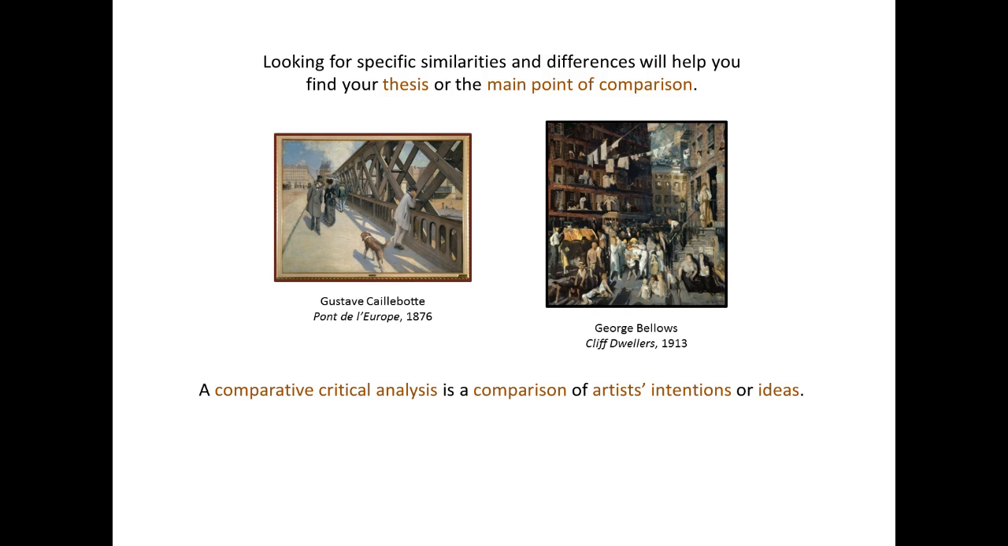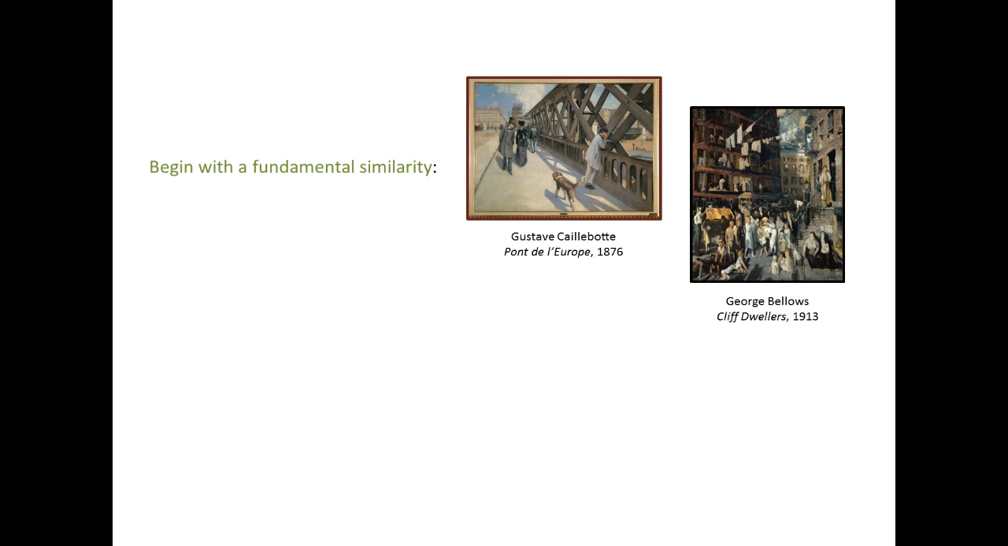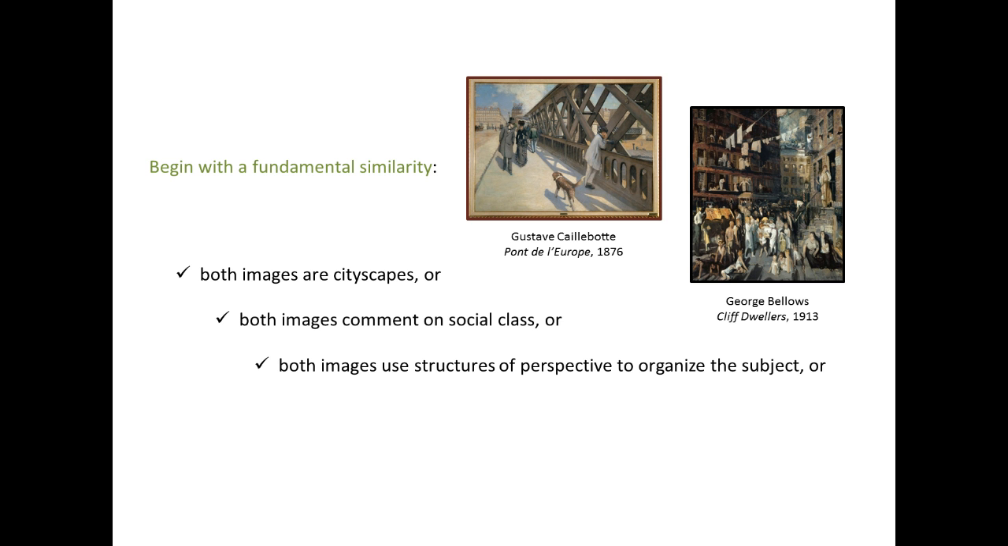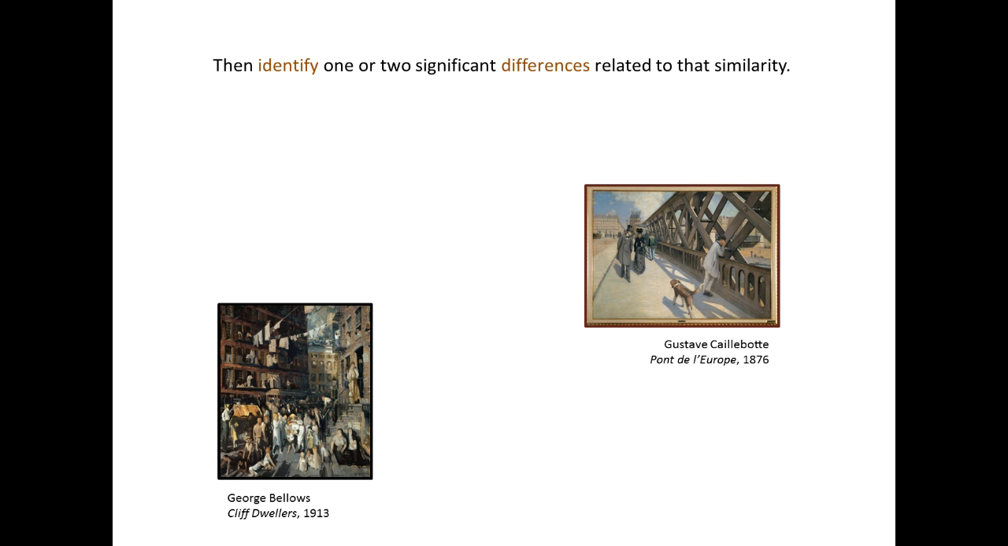A comparative critical analysis is a comparison of artists' intentions or ideas. Don't get distracted by superficial differences in what the artist did. Begin with a fundamental similarity. Both images are cityscapes, or both images comment on social class, or both images use structures of perspective to organize the subject, or whatever captures your interest. Then identify one or two significant differences related to that similarity.